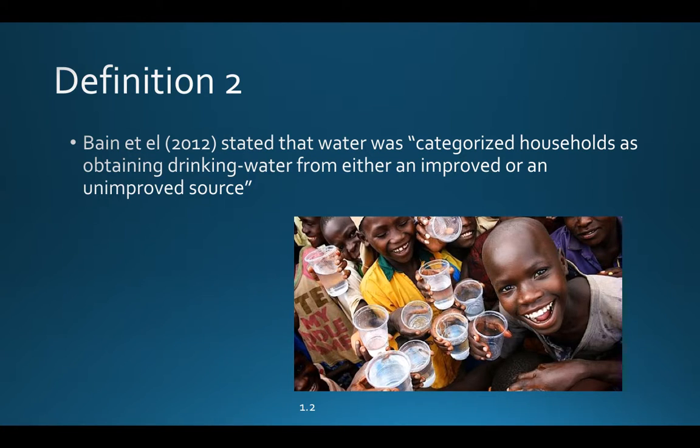Bain et al. stated that the water was categorised as either being from an improved or an unimproved source. The improved source goes to any water that is from a safe location, whereas the unimproved source is open water that is accessed by many people and can potentially have diseases and whatnot.